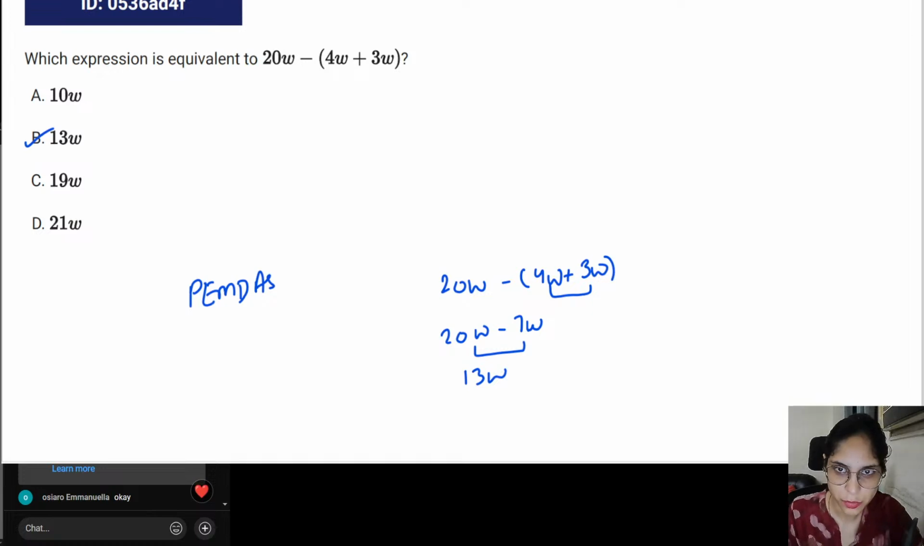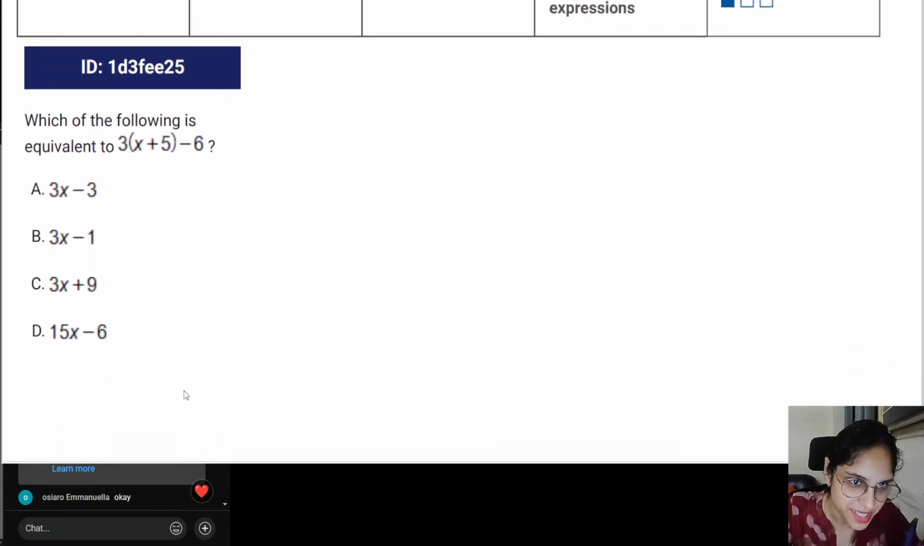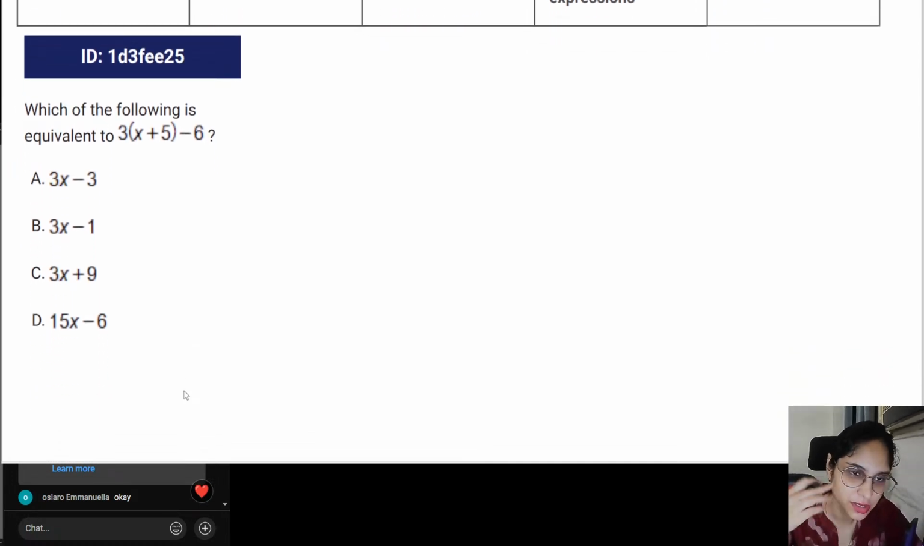Next is question number 21. Again, the same thing. It's also PEMDAS. So first you do the distributive property because 3 is multiplied with both x and 5. And then you subtract 6. So this is going to be 3x plus 15 minus 6. Answer is 3x plus 9.